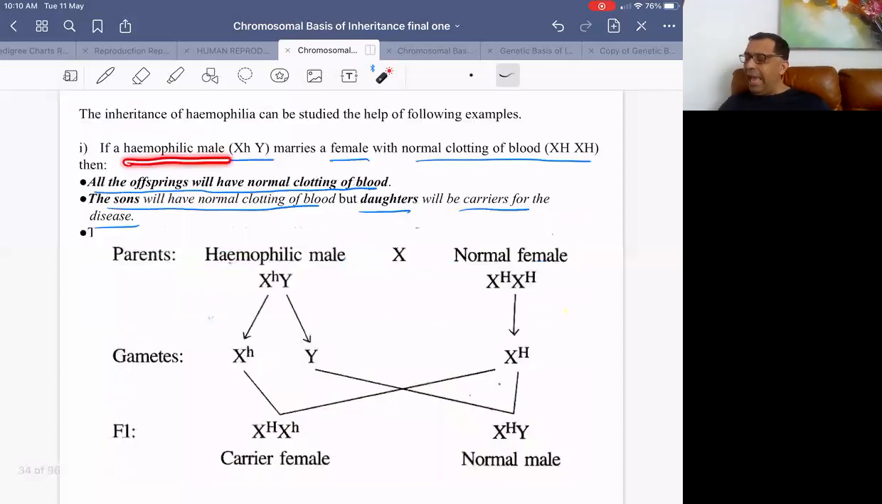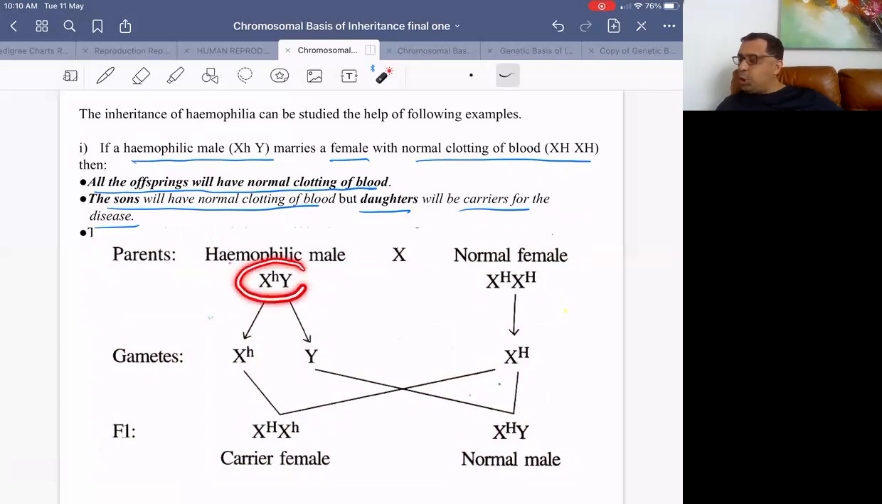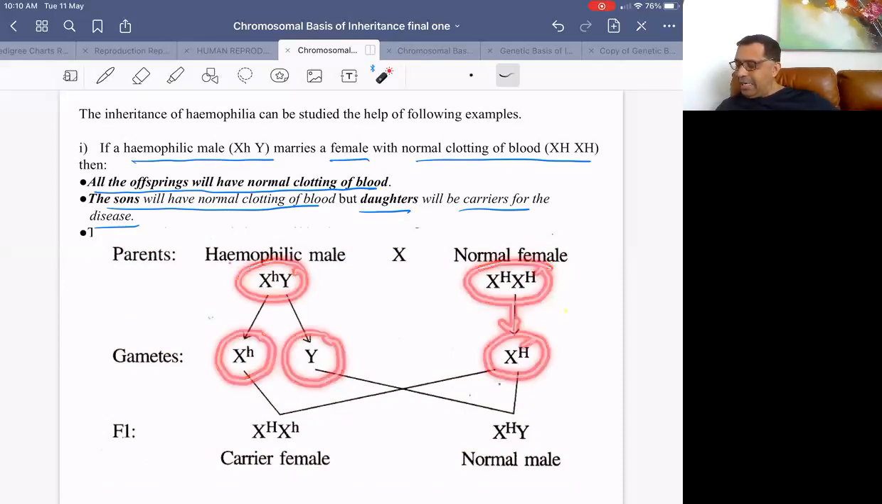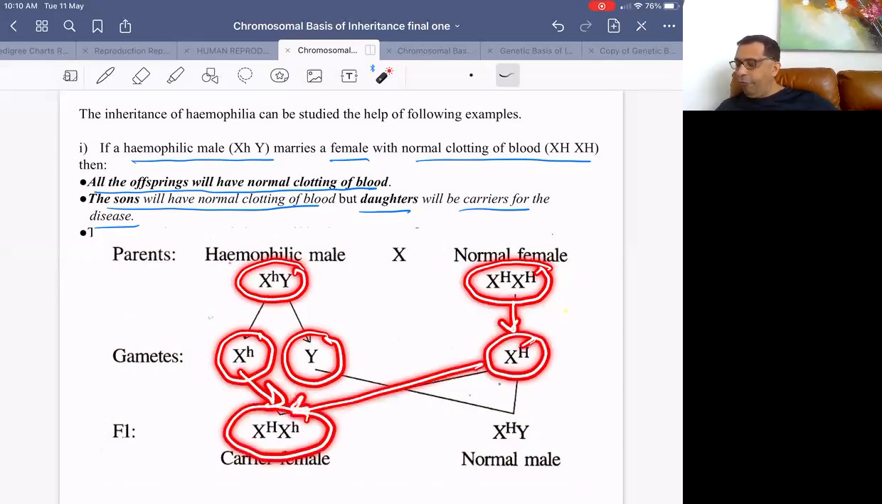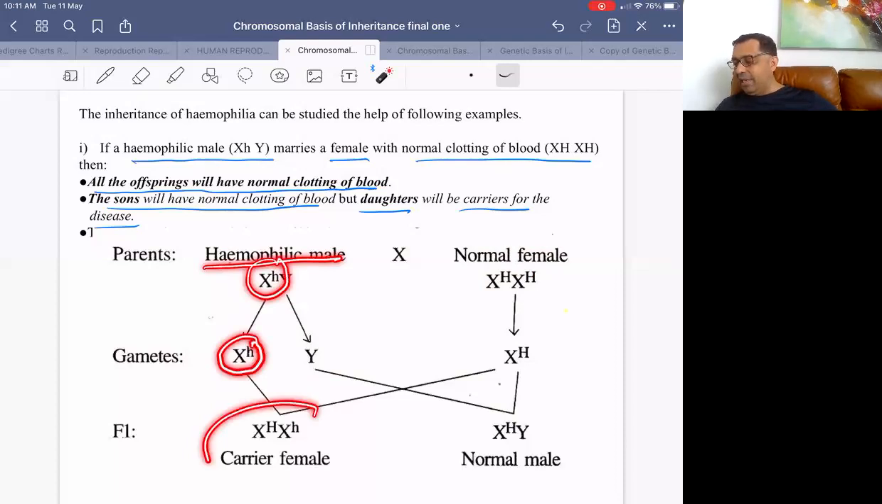So, suppose a hemophilic male marries a female with normal clotting of blood. Then all the offsprings will have normal clotting, sons will have normal clotting, but daughters will be carriers. So, hemophilic male, X small h Y, marries a normal female, X capital H, X capital H. इसमें से गैमीट बना X small h and Y, और इसमें से गैमीट बना X capital H, X capital H. And now X capital H and X small h form a carrier female, and X capital H and Y form a normal male. So once again, the disease has passed from hemophilic male via gamete to the carrier female.